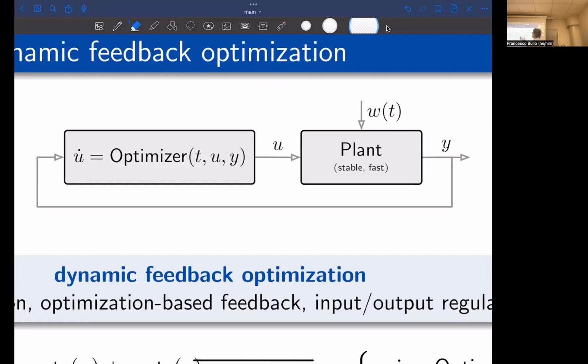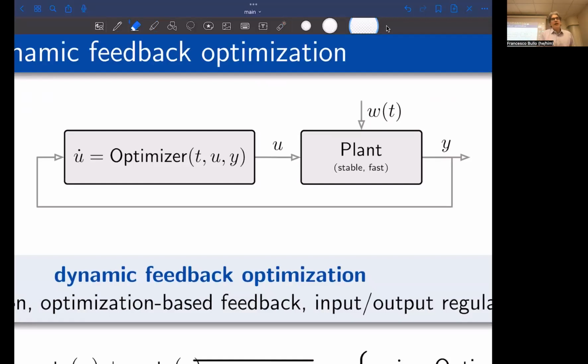Now, I would like to minimize U squared plus Y squared. So I want to use little control, and I want to make sure that Y is small. Like in linear quadratic regulator theory, where you penalize the control action and you penalize the output. Does that make sense?